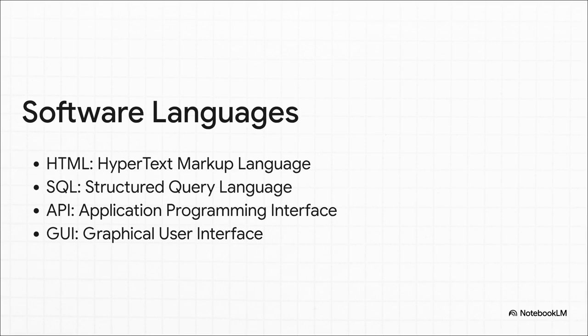Now, take a second and consider the word interface in our next two terms. An API is an application programming interface. This is a structured way for separate software applications to talk directly to each other and share data without any human input whatsoever. A GUI, however, is a graphical user interface. It relies on graphical visual elements like clickable buttons, windows, and menus. It's an interface designed specifically for a human user to seamlessly interact with the underlying complex code of the system.